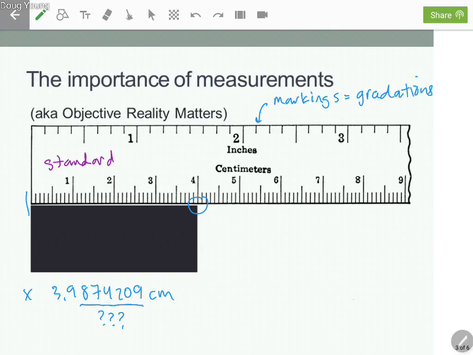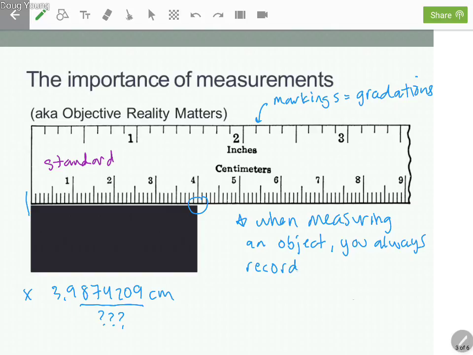And so an important rule here is that whenever you're measuring something, when measuring an object, you always record one more digit past whatever the smallest gradation says. So one more digit past the smallest gradation. So let me tell you what that means. Past the smallest gradation.